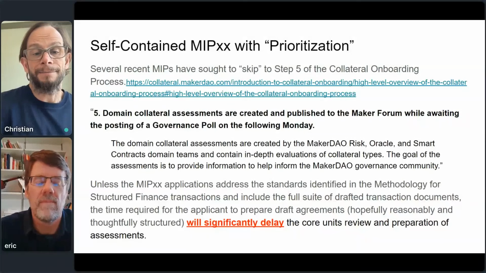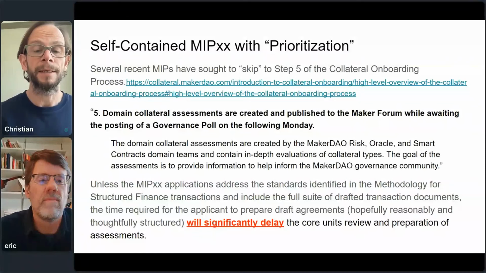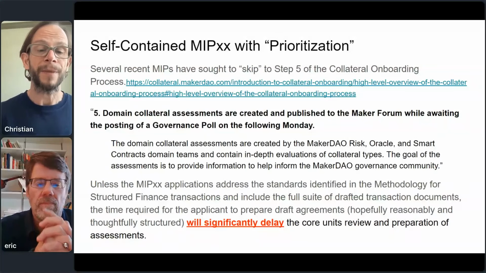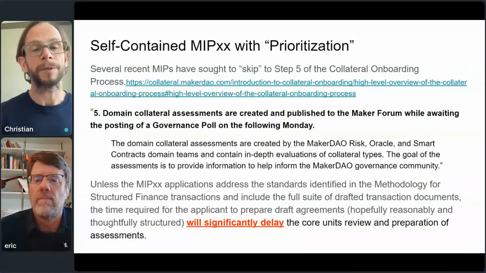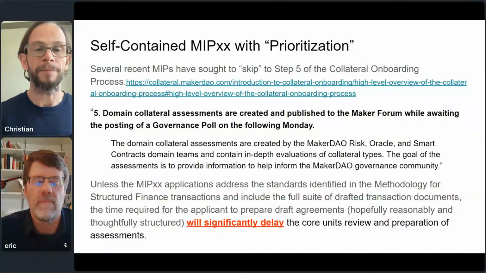And that's why we say, actually, if you're going to do the MIP6 application, you need to have the full suite of drafted transaction documents, because that's really the only way that we can review the entire transaction in its entirety and be able to be responsive more quickly in a way that's not then delaying every other MIP that is in front of the core units.